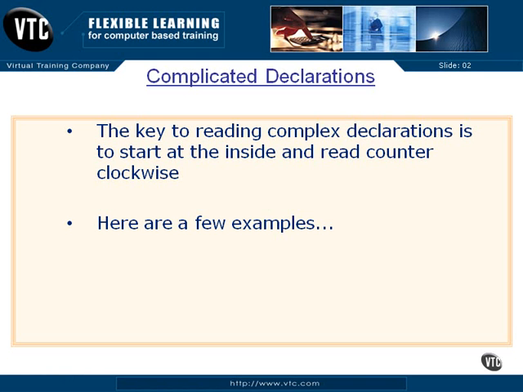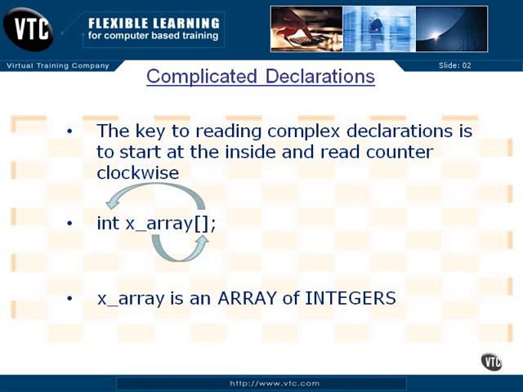The key is to start at the inside. Start at the variable name, the identifier name, wherever you can find it. You'll see that it's not a C keyword. So you'll find something like X or some value, first name, last name, something like that. And start there and read counterclockwise, working your way out from that word. Here's a couple of examples.